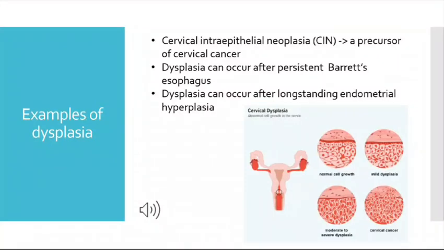Here in this slide, you can see some examples of dysplasia. Cervical intraepithelial neoplasia is a precursor of cervical cancer. It usually is caused by being infected with HPV after a long time.